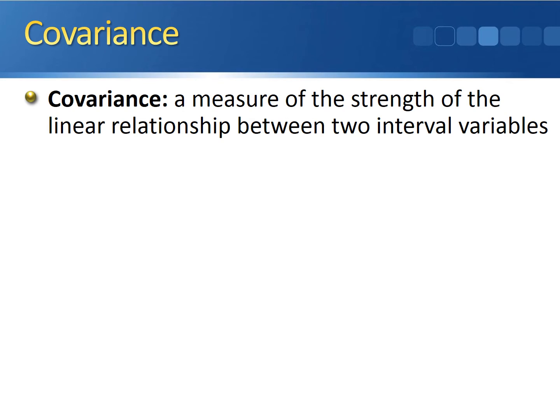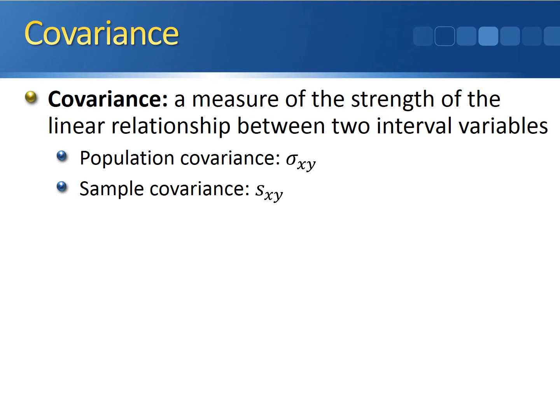One numerical measure that we can use is called the covariance. The covariance is a measure of the strength of the linear relationship between two interval variables. Just like the mean and the standard deviation and the variance, we have two different values for the covariance. The population covariance is denoted by the Greek letter sigma, with x and y in the subscript, indicating that we're looking at the relationship between two variables. We also have a sample covariance, denoted by the letter S, with x and y down in the subscript as well.